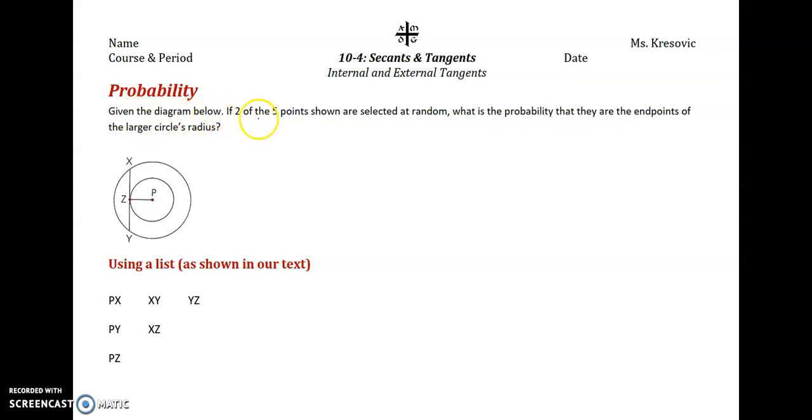Given the diagram below, if 2 of the 5 points shown are selected at random, what is the probability that they are the endpoints of the larger circle's radius? Our textbook has been encouraging us to write a list. So we could have PX, PY, PZ. I chose to organize them alphabetically. XY, XZ, or YZ. So there are 6 total possible outcomes. In terms of which would actually be radii of the larger circle, PX and PY, so that's 2 out of the 6, or 1/3.